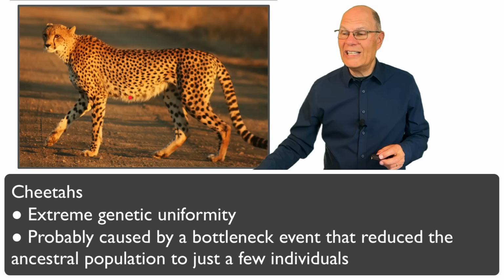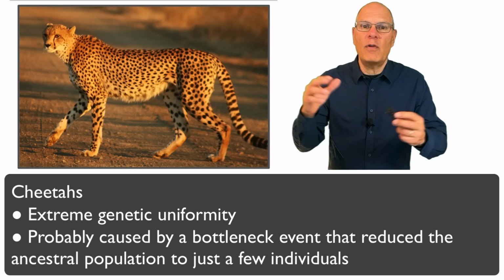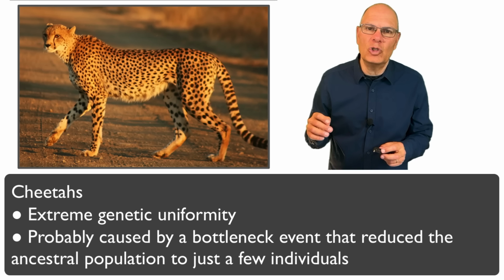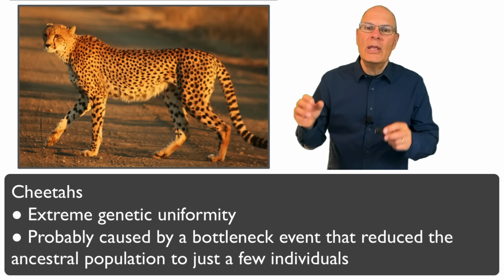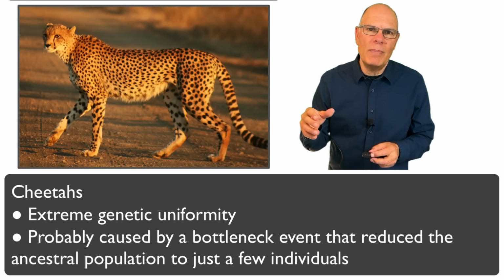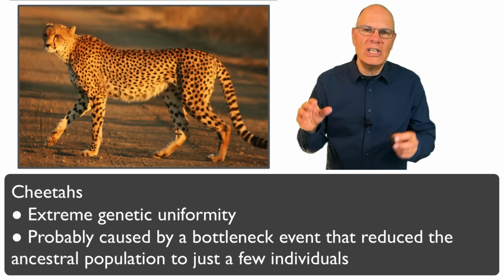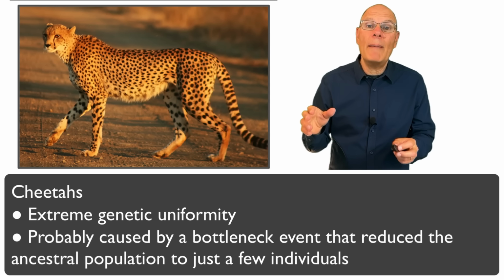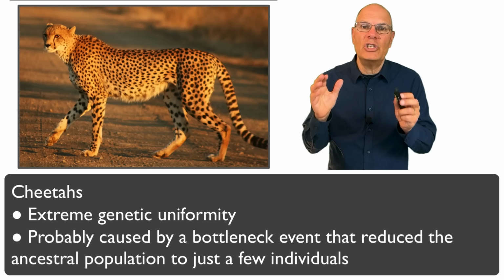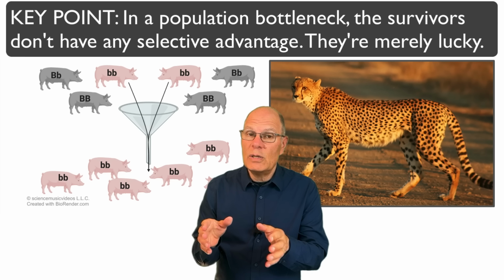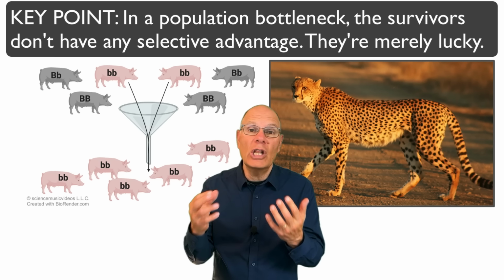The reason why I have a picture of a cheetah here is that cheetahs are extraordinarily genetically uniform. It's as if all cheetahs are practically identical twins, or at least very close siblings. Based on genetic analysis, it looks like the cheetahs underwent some enormous population bottleneck, maybe a viral infection or something like that, that wiped out almost all of the cheetahs down to only a few individuals. They repopulated from those few individuals, but as a result, many alleles were lost, and they're highly genetically uniform. Note that in a population bottleneck, the survivors didn't have any advantage. It's not natural selection. They were just lucky.